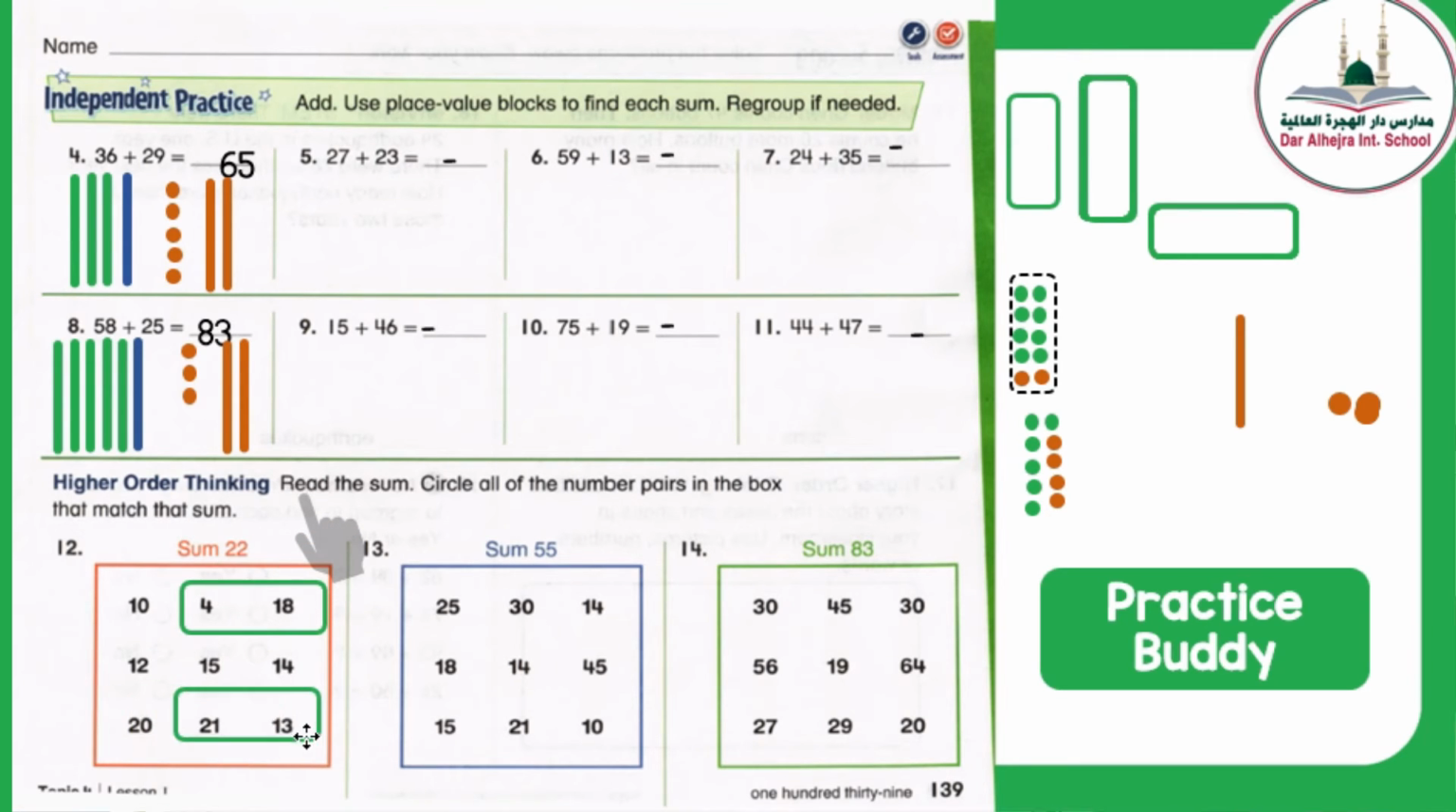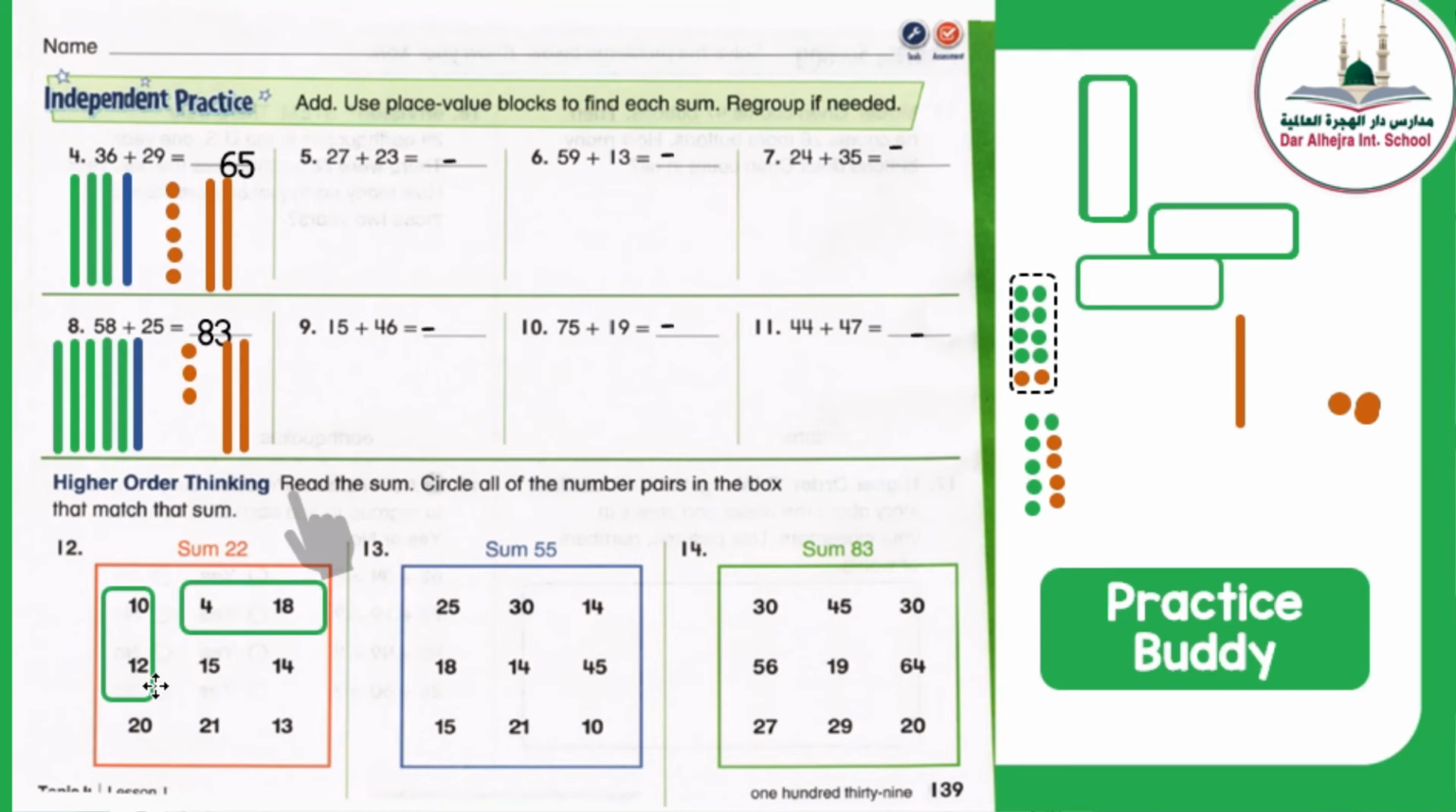Let's check another one here. 21 and 13. So 2 and 1, sorry, 2 and 1 make 3, and 1 and 3 make 4. So that means it would be 34. That means the sum is not 22. I'm not going to circle that. Let's consider the numbers in another way. This way too we can check them whether they are up and down or next to each other.